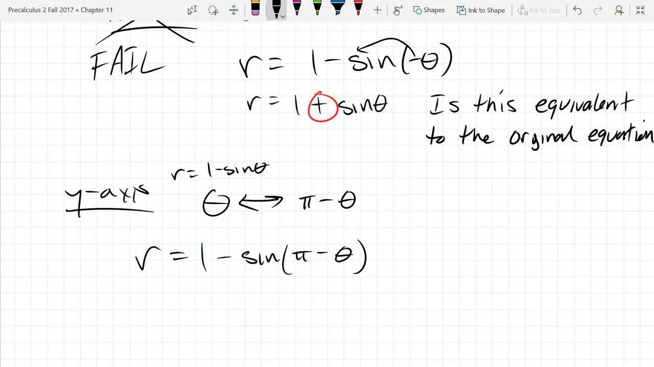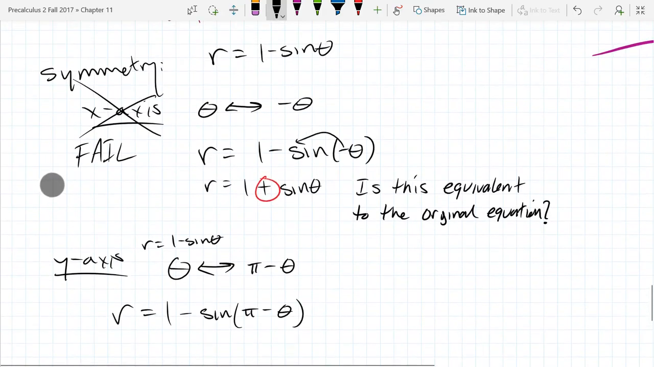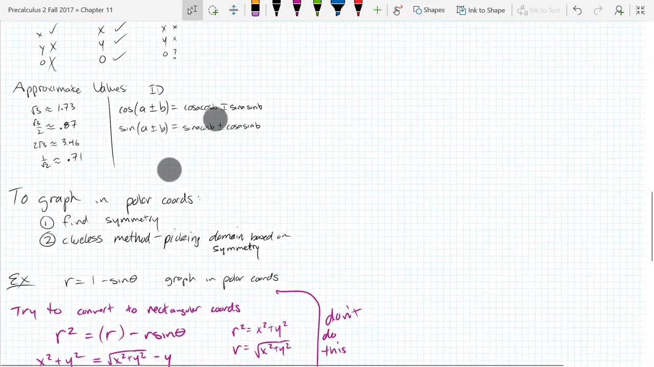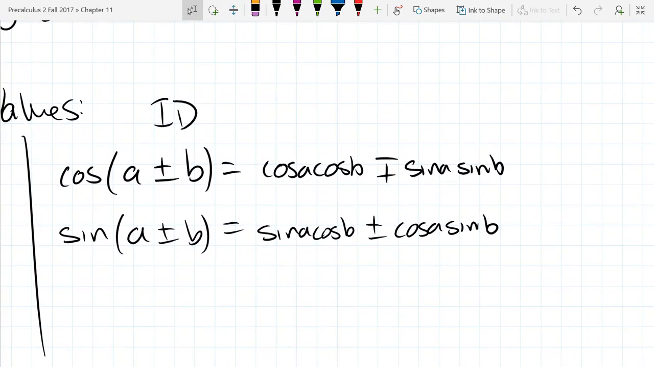All right, let's go ahead and do this substitution. So now we're going to have to do some trig identities. So we're going to use the difference formula for sine.